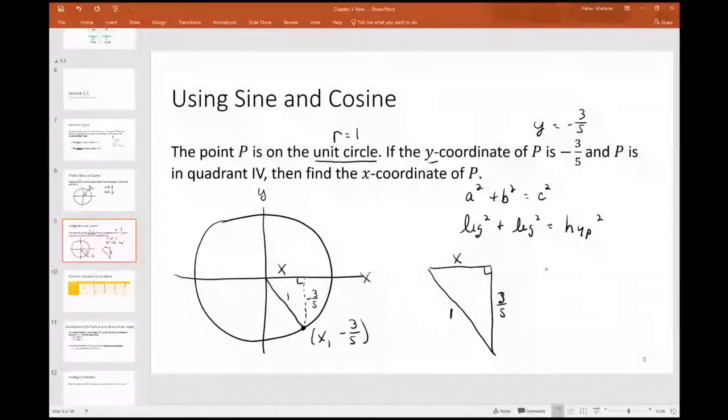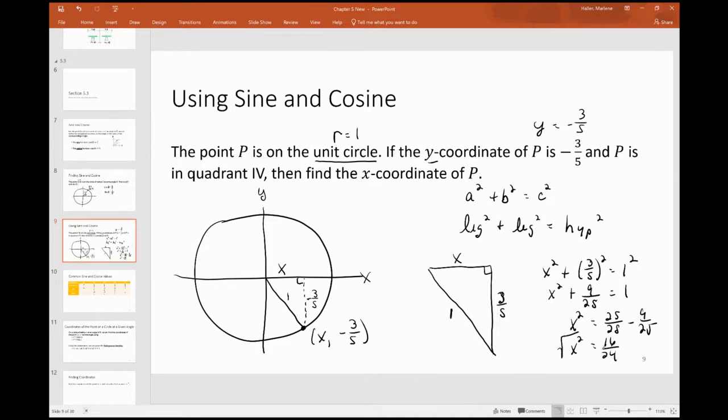There we go. I can say that x squared plus 3/5 squared equals the hypotenuse squared, or 1 squared, right? So x squared plus 9/25 would equal 1. Let's subtract the 9/25 from both sides. So x squared is going to be 1. Let's write 1 in 25ths. So we'll say it's 25 over 25 minus 9 over 25.